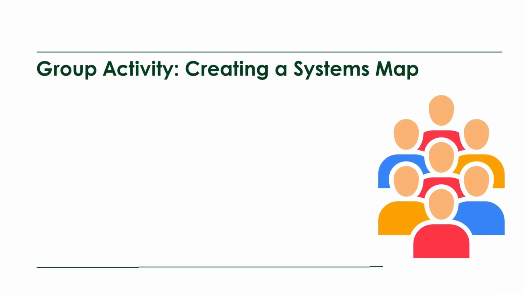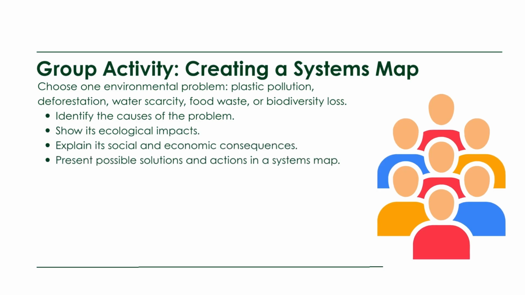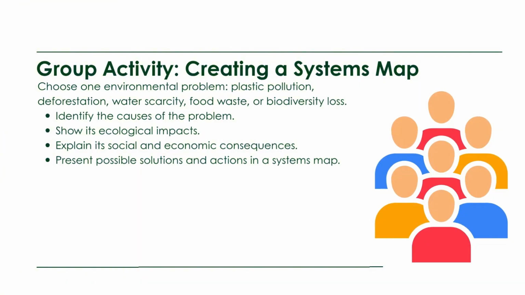Group activity: creating a systems map. Choose one environmental problem: plastic pollution, deforestation, water scarcity, food waste, or biodiversity loss. Identify the causes of the problem. Show its ecological impacts. Explain its social and economic consequences. Present possible solutions and actions in a systems map.